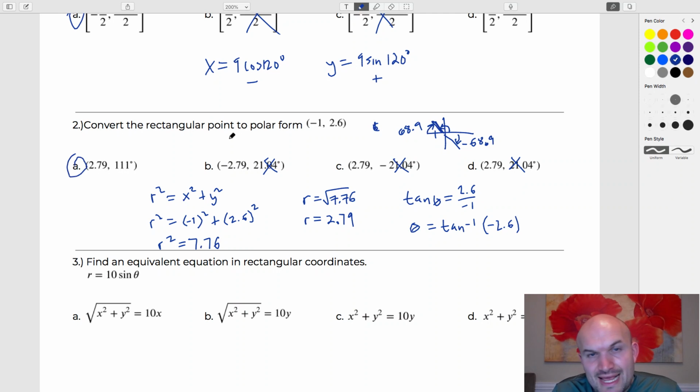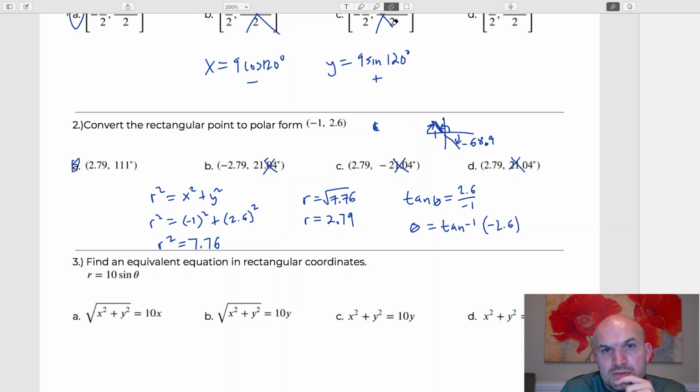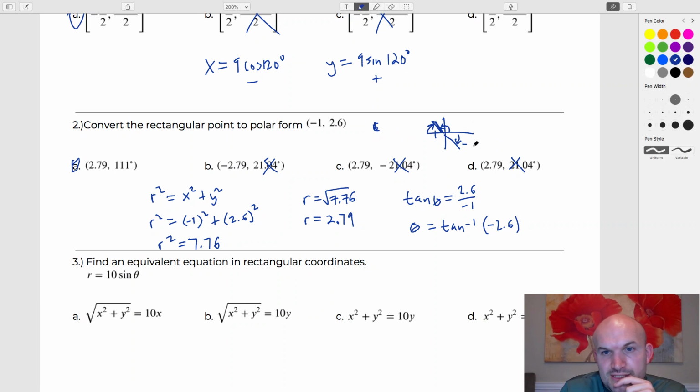So I can confirm that A is going to be my answer. Let's just do these as whole answers. When I use my calculator, I get 69 degrees, and therefore that's 111 degrees. So you can see that angle, which is in your standard form.